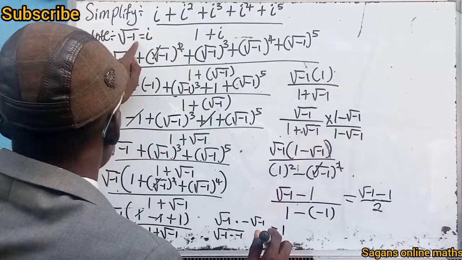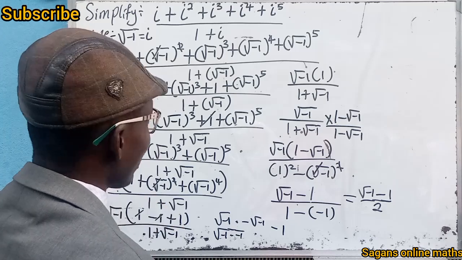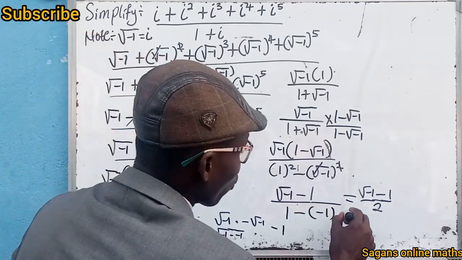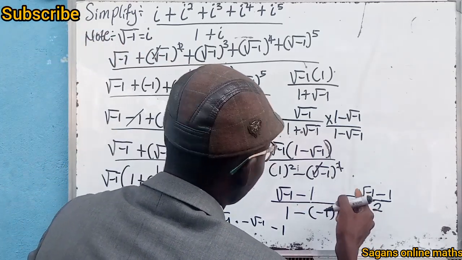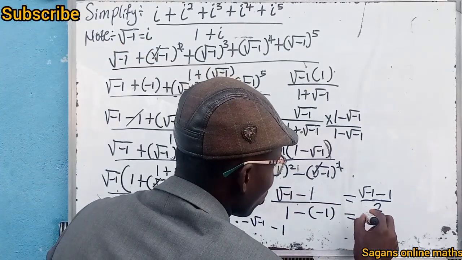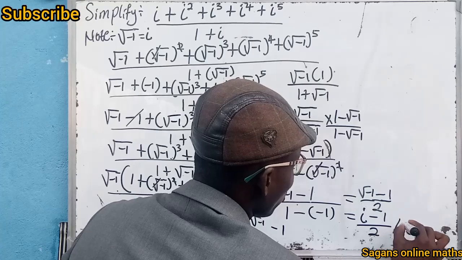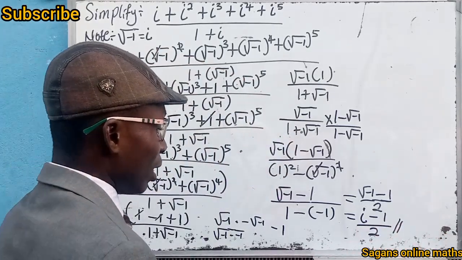Now let's recall that √-1 is equal to the imaginary unit. Anywhere we see √-1, we are going to put our imaginary unit. So this will be equal to, look at, we're having √-1 here, and we're having the imaginary unit as √-1. So this is our imaginary unit minus 1, divided by 2. And this is the solution to this particular problem.